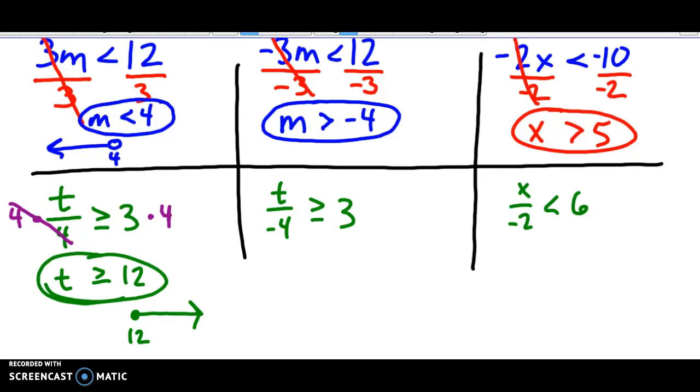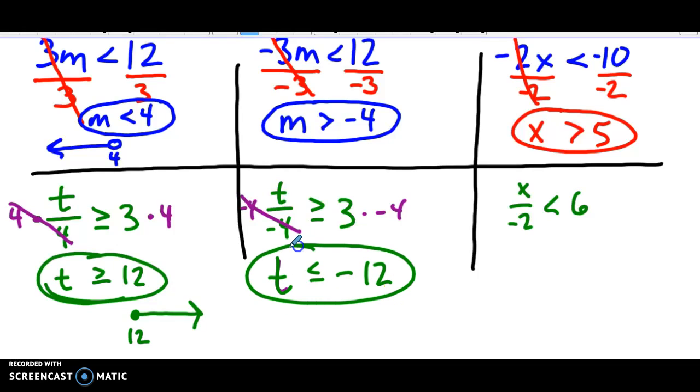But let's look and see what happens in my next inequality. If I have t divided by negative 4, I want t by itself. So to undo divided by negative 4, I'm going to multiply by negative 4. And I do that so that these cancel, so that all I have left is t. Over here I have a positive times a negative, which gives me a negative, and 3 times 4 is 12. But you are noticing that I again had to reverse my symbol. I had greater than or equal to, but as soon as I multiply by a negative, I have to flip my symbol.